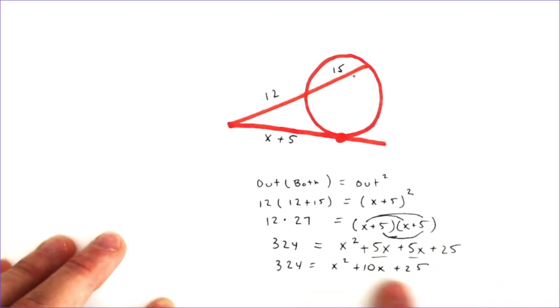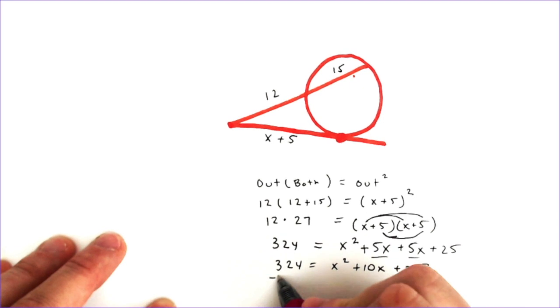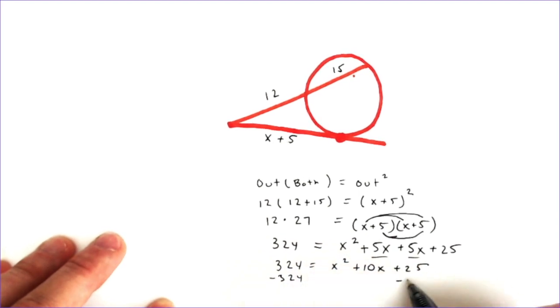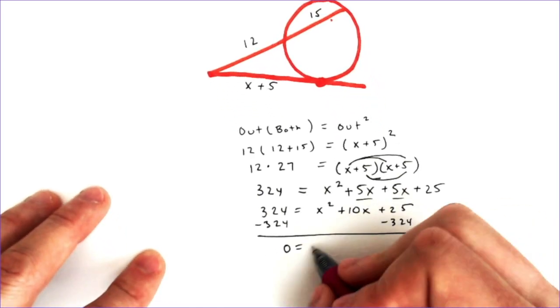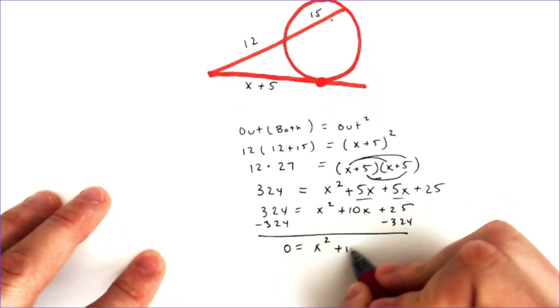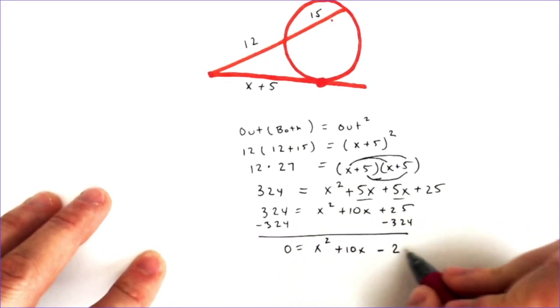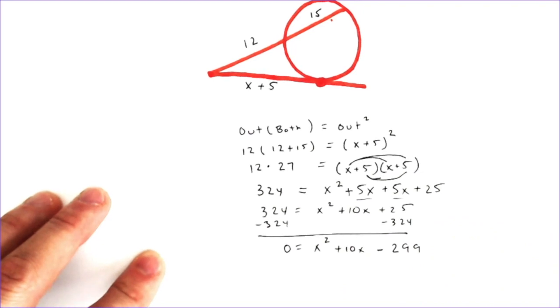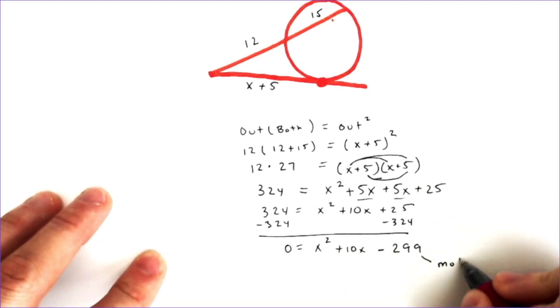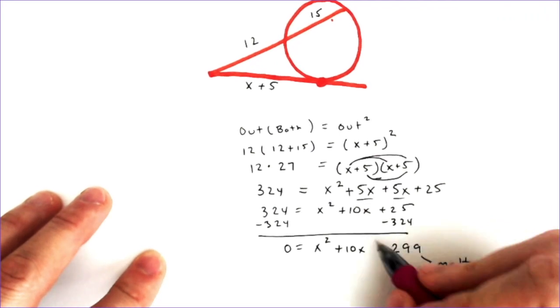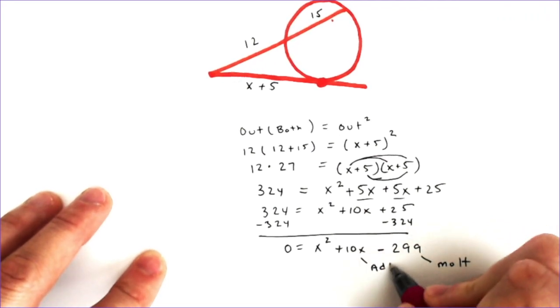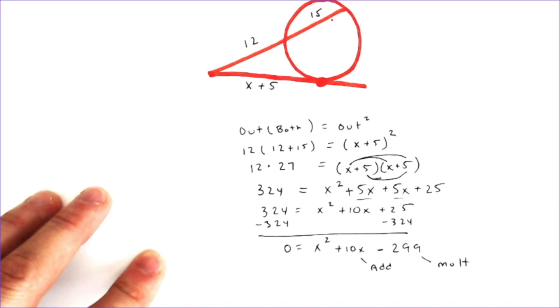I again have to factor, so this needs to be set equal to 0. We subtract the 324 to get that equal to 0. And we get 0 equals x squared plus 10x minus a big number. It is equal to minus 299. So we need to think of numbers that multiply to 299 but can add up to equal 10.